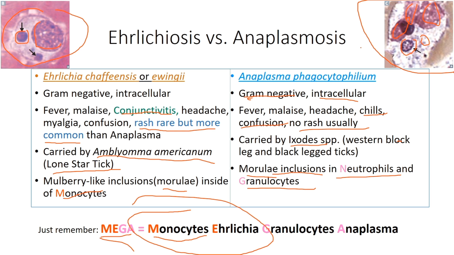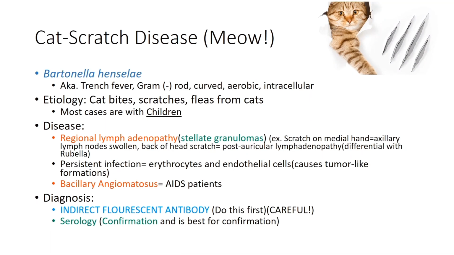So the symptoms help you to bring it down to these two. Then you've got to look for where the inclusion is to get you exactly which one this is. So that's Ehrlichia chaffeensis or ewingii for monocytes, and Anaplasma phagocytophilum within your granulocytes or neutrophils.